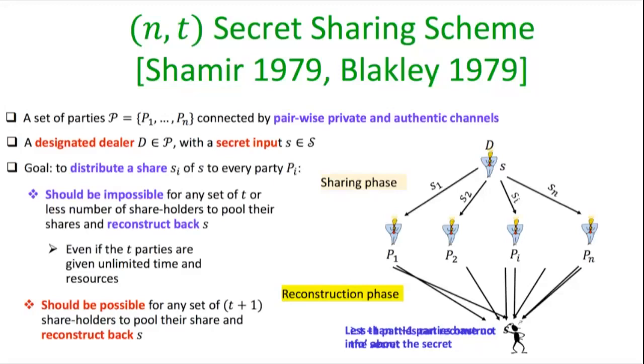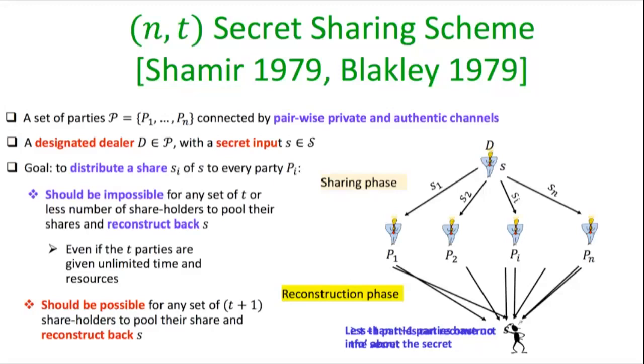He has a secret value and he wants to share that secret S among N entities, those N entities being P1 to Pn, by giving each entity a piece of that secret S. That piece of information about the secret S which is given to the respective parties is called the share. The shares I am denoting as S1 to Sn. The first share should go to the first shareholder, the second share to the second shareholder, and the nth share to the nth shareholder.